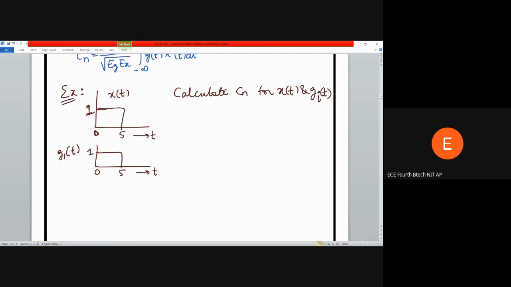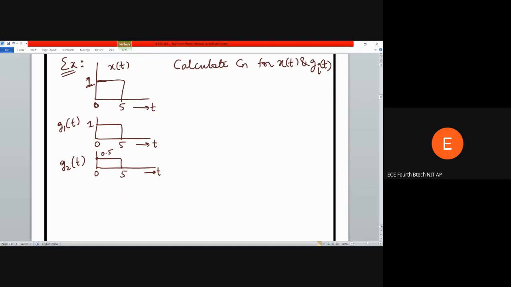Likewise, for g2 of t, I'll be giving a similar waveform, but I'll reduce the amplitude to 0.5 now. 0, 5, and here the point is 0.5. What is our aim over here? We would like to calculate the similarity between two signals. That is our aim.